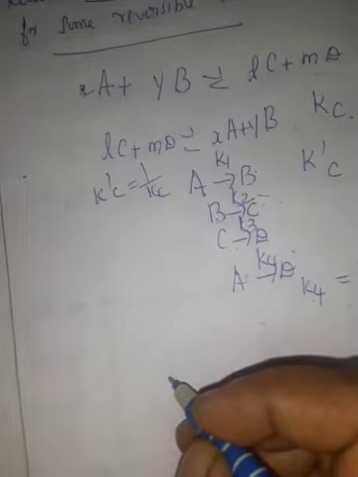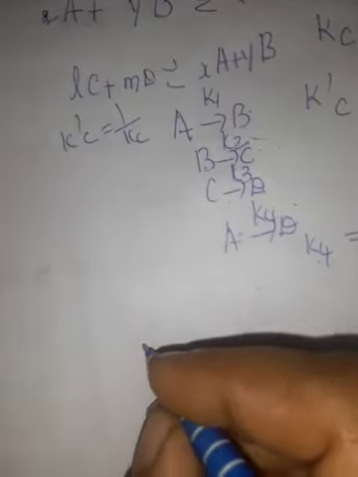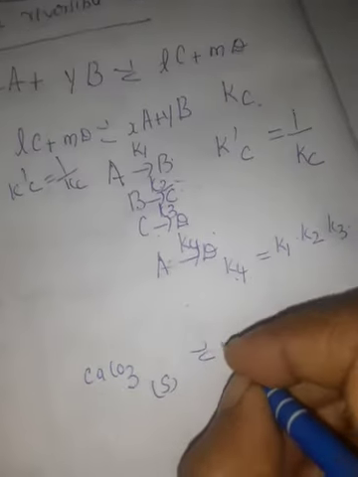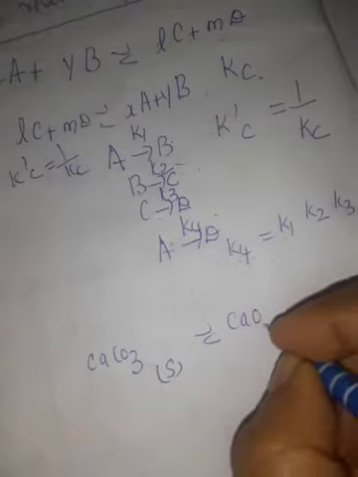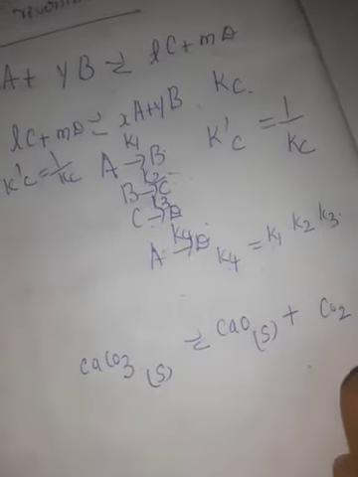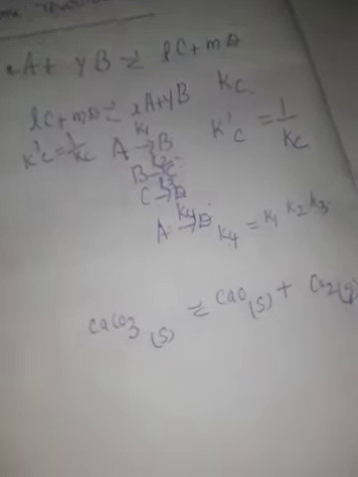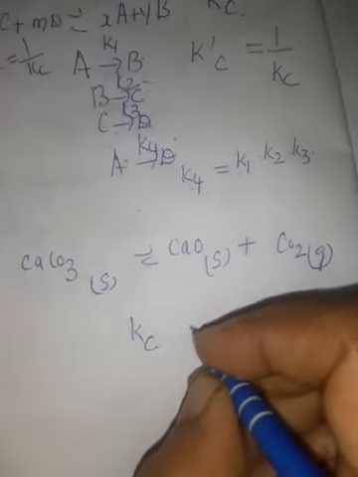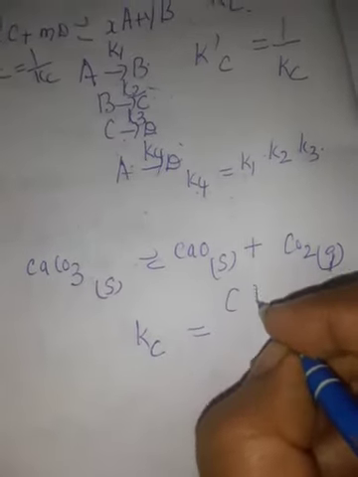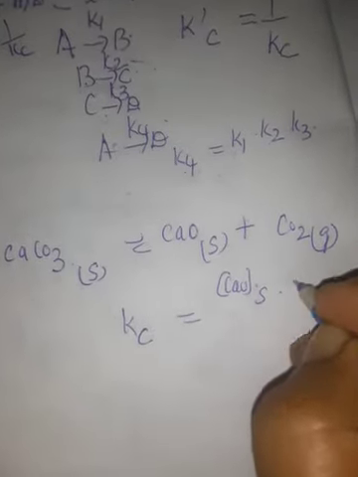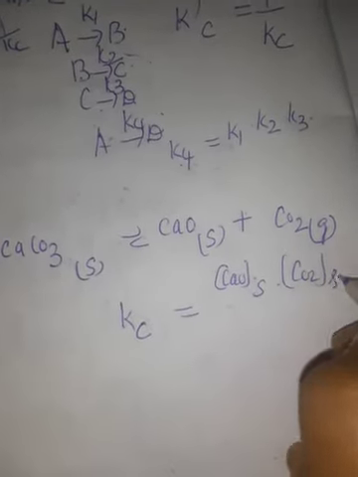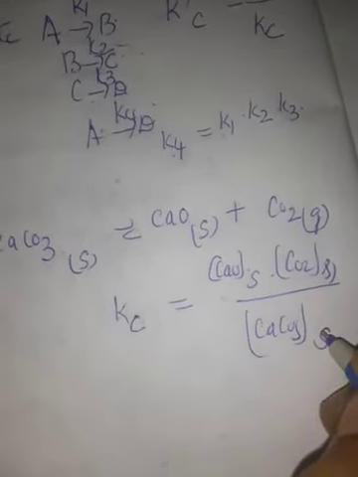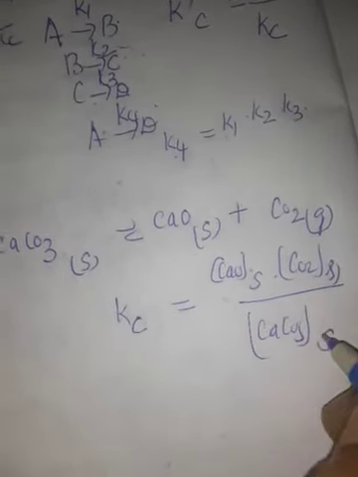Now we can calculate the equilibrium constant for heterogeneous equilibria. Consider CaCO3, that is a solid, giving CaO solid plus carbon dioxide gas. Now write Kc is equal to the concentration of CaO solid into the concentration of CO2 gas by the concentration of CaCO3 solid. This is the Kc term.